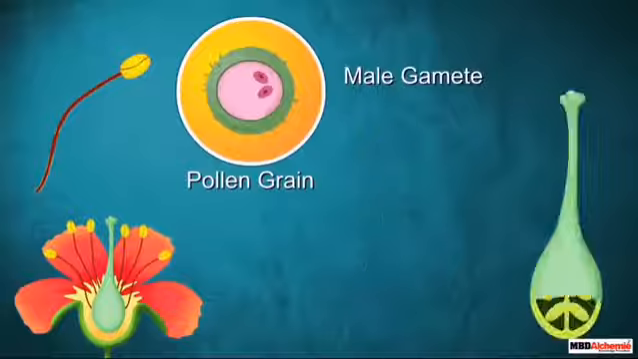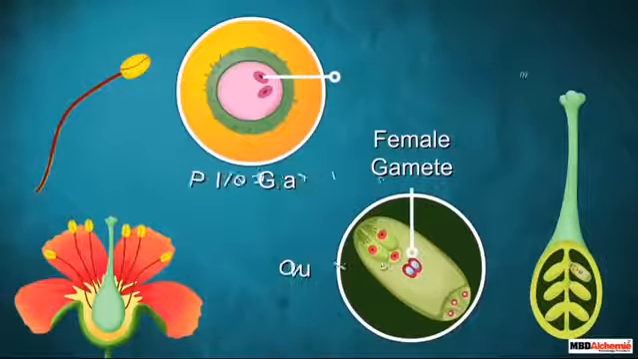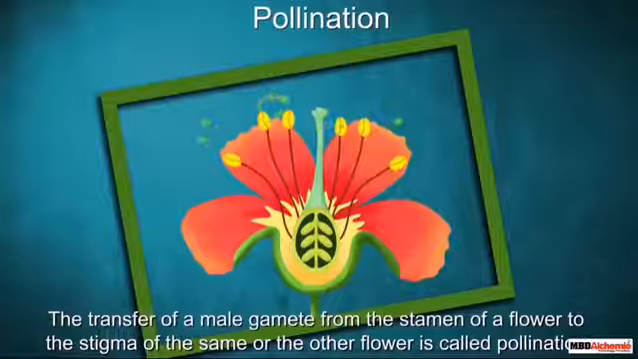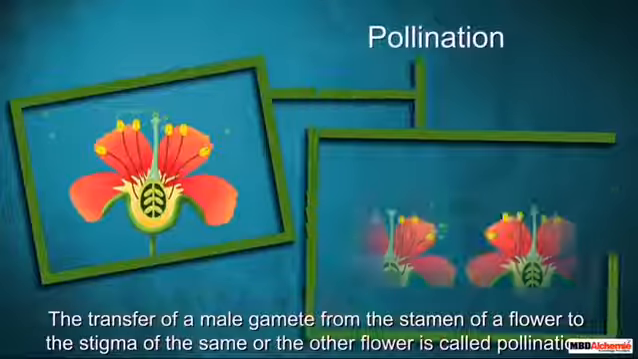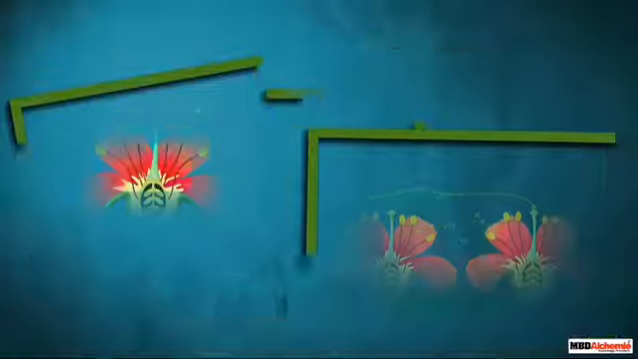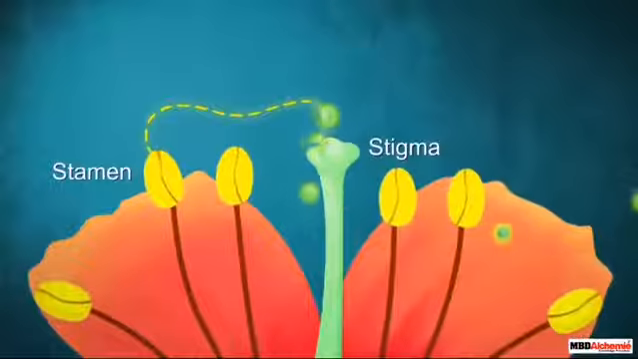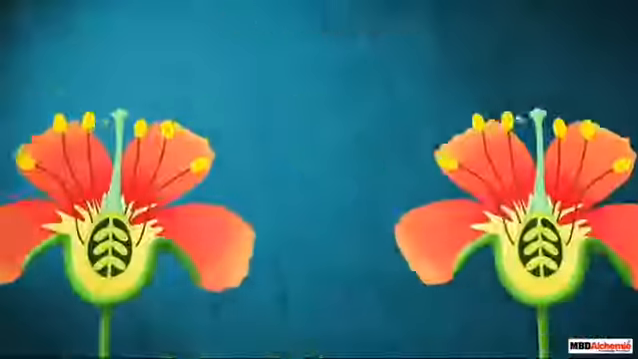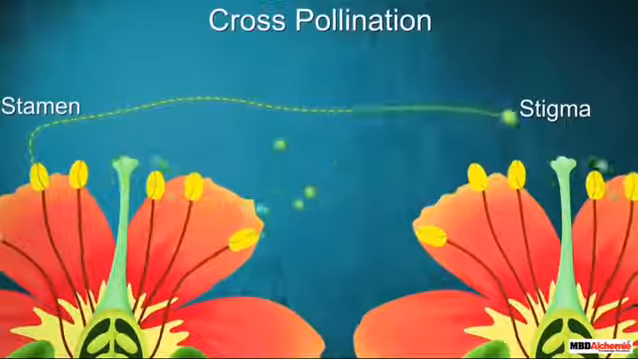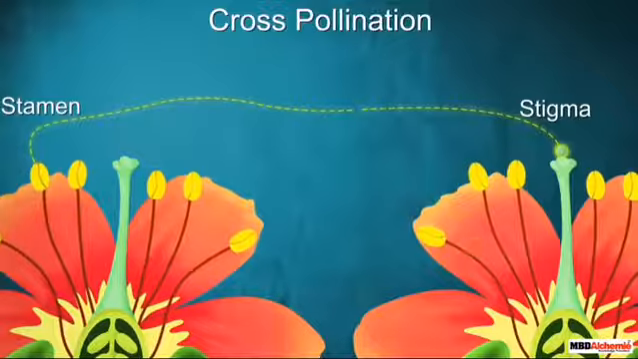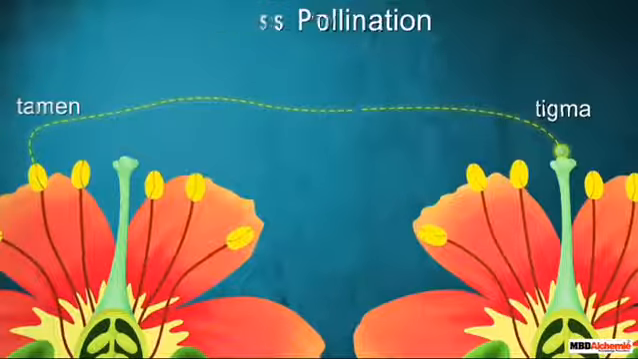Now for that, the male gametes have to reach the female gametes. For this, first a pollen grain carrying the male gametes is transferred from the stamen of a flower to the stigma of the same or the other flower. Such transfer of pollen grains is known as pollination. If the pollen grain of a flower lands on the stigma of the same flower, it is called self-pollination. But if the pollen grain of a flower lands on the stigma of another flower of the same or another plant of the same type, it is called cross-pollination.